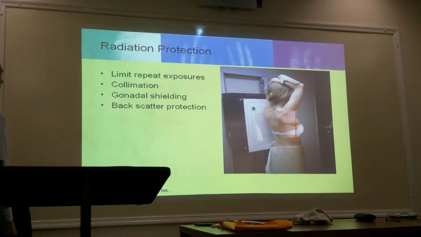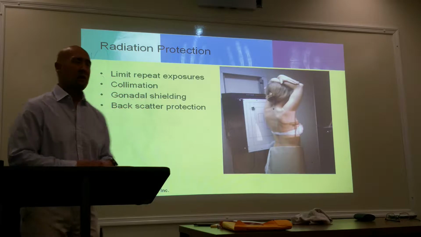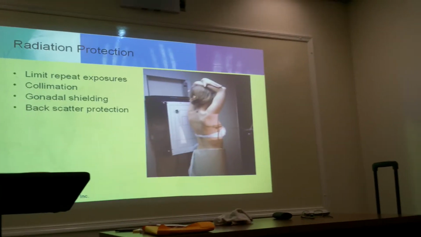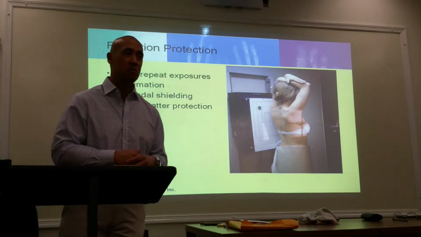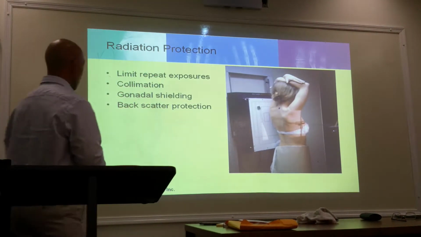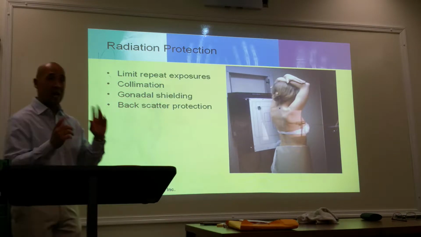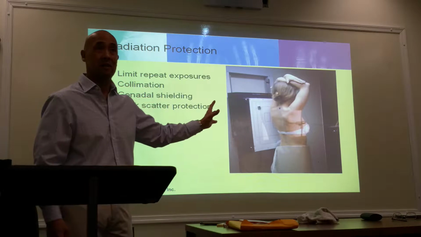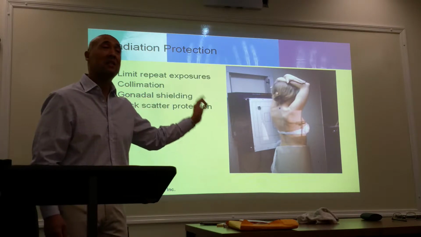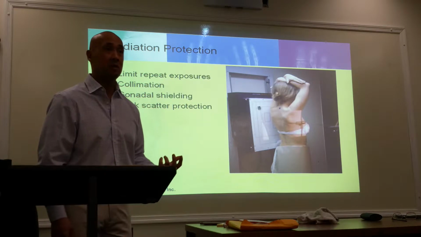Protection: limit repeat exposures, and collimation. You can't really collimate, because you're going to use the full length of the image receptor. However, the smaller the patient, you should be able to collimate. We're using very high kVs, which produce not only high kVs, but we're also shooting through a thicker body mass. The thicker and denser the body mass, the more scatter radiation is going to be produced.